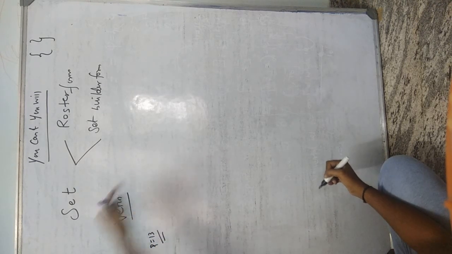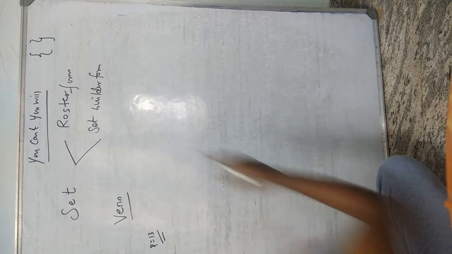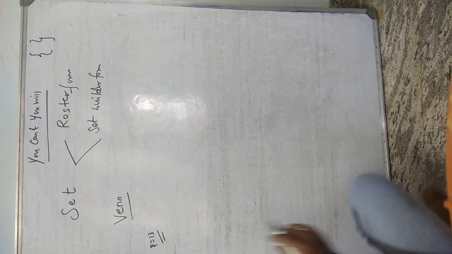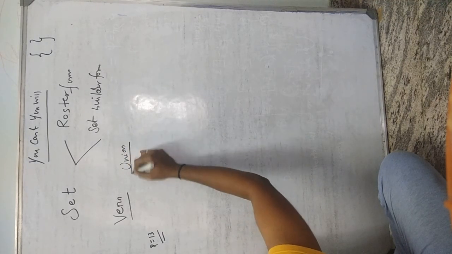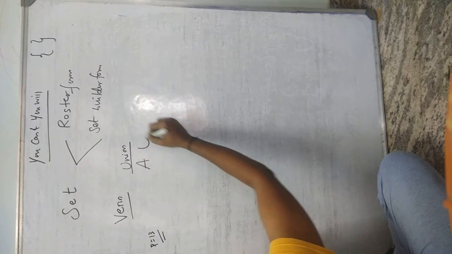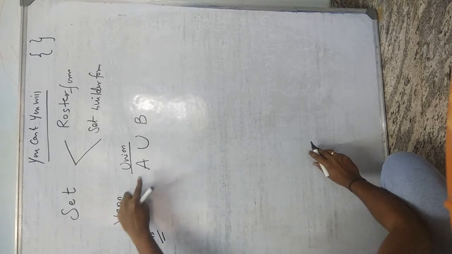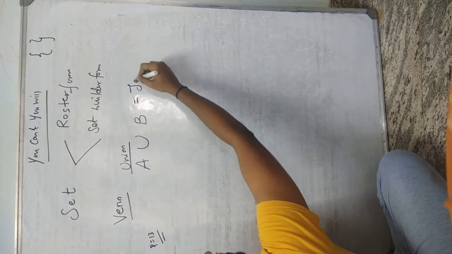So please listen carefully. Venn diagram, I will write one by one: union, intersection, then difference also I will tell you. If you understand that, then it will be easy to complete the last exercise. First one, I will go one by one, okay? Union of two sets. A is one set. How to pronounce this one? A union B. Now, what is the meaning?